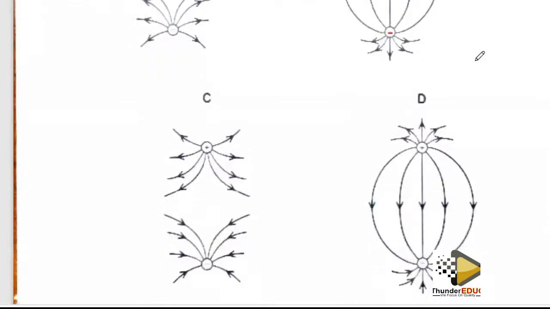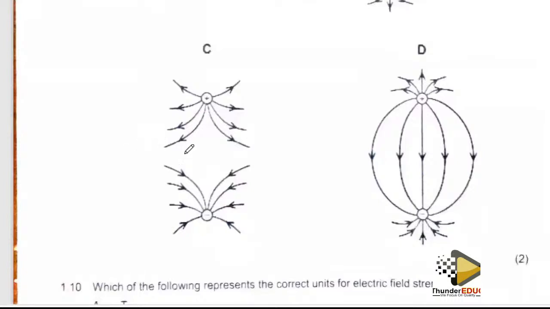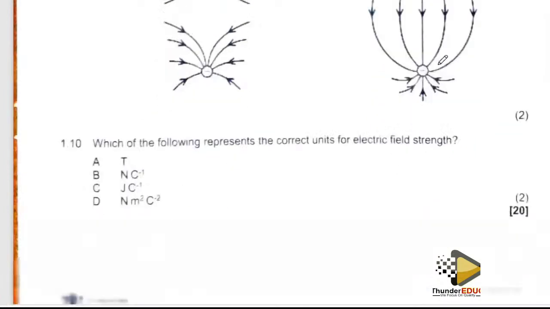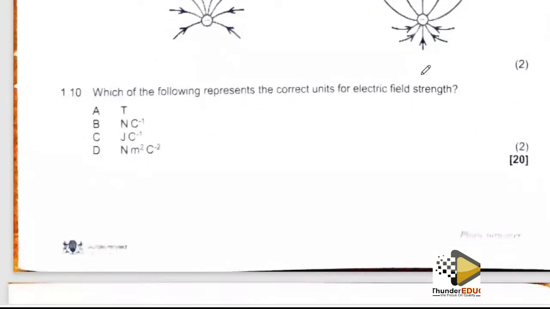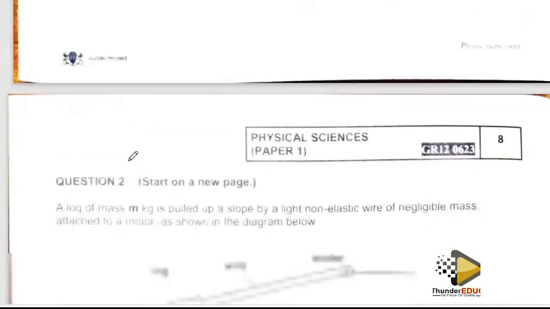When we look at C, positive, negative repulsion, that is out. Then D will make more sense. Then 1.10, they're telling us which of the following represents the correct unit for electric field strength. From our electrostatics, we know that the formula for electric field strength is given as F over Q. We know that F is a force, which is newtons, divided by the coulombs, which is newton per coulomb. So B would make more sense. Okay, that is question number 1.